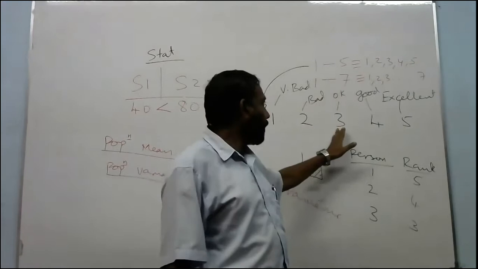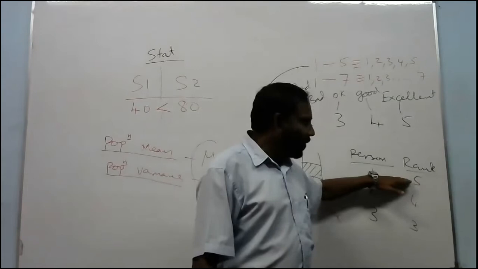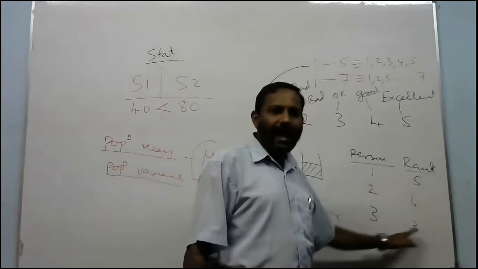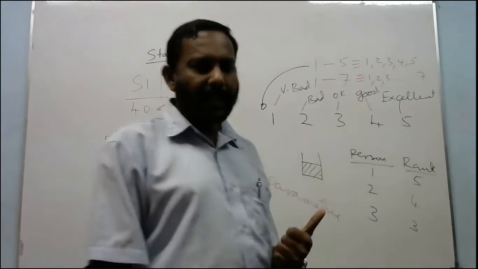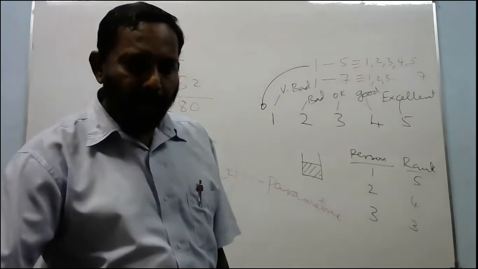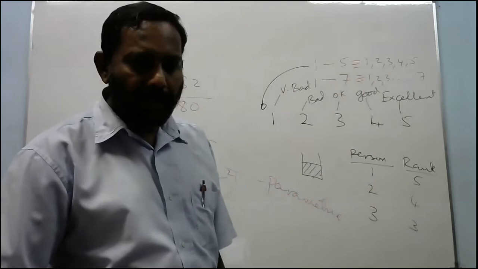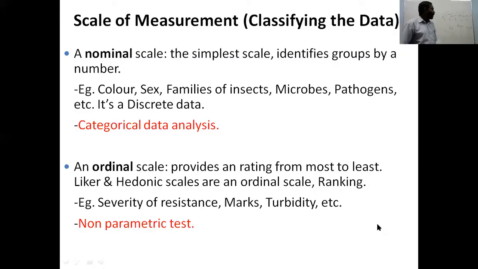So definitely 5 is better than 4, and 4 is better than 3. So this is called rank. This kind of ranking is called the hedonic or Likert scale ranking system, right? Especially people who are doing food science research in your final year will come across a lot of this kind of ranking system.